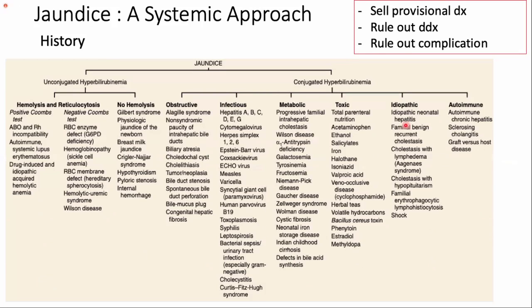Again, for history, PE, and also investigation, we need to establish our provisional diagnosis, rule out differentials, and rule out the complication. I'm not going to go into details, but basically, the main gist is we need to check for the symptoms of obstructive jaundice first. Differentiate from non-obstructive jaundice. So obstructive jaundice: pale colored stool, because of the lack of stercobilin giving the pigment to our stool. And then we have the dark urine because of the regurgitation of conjugated bilirubin into our kidney, and then being excreted out with the dark urine.